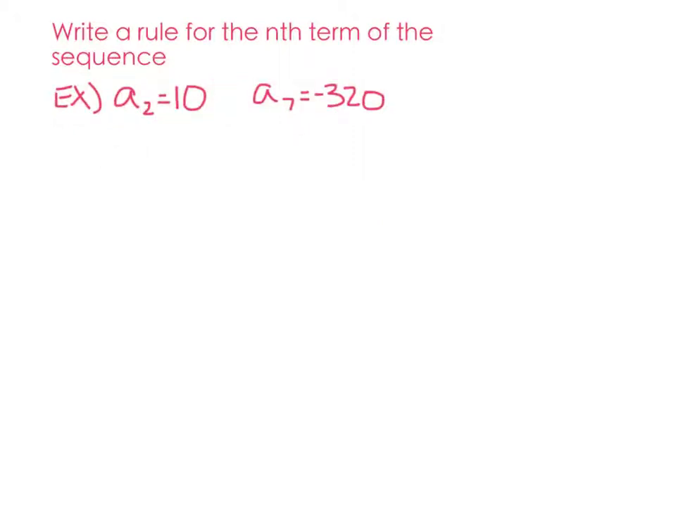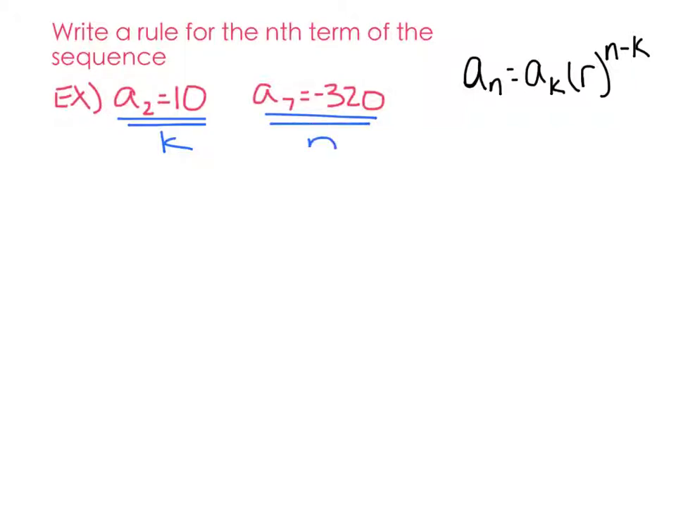Okay, lastly, we're going to write a rule for the nth term of the sequence given only 2 terms in the sequence. So yesterday with arithmetic, we had to do a whole slope situation and all that kind of stuff. We're not going to do that today. So first thing, let's just remember the general form again: a sub n equals a sub k times r to the n minus k. The way that I found to do this the easiest is to treat one of these as your k and one of these as your n.